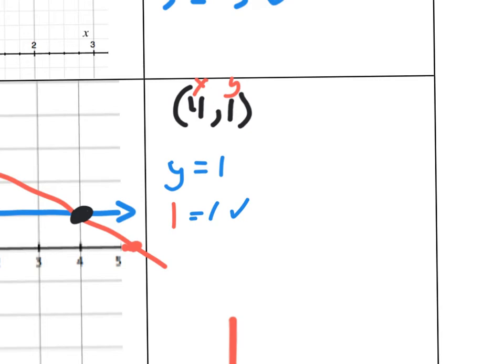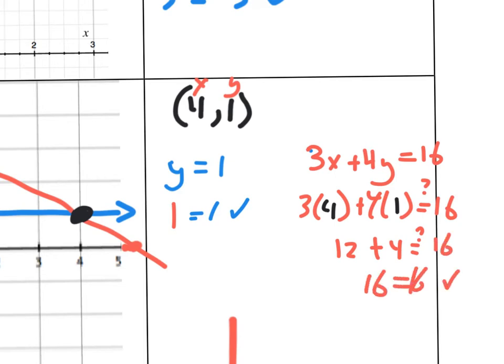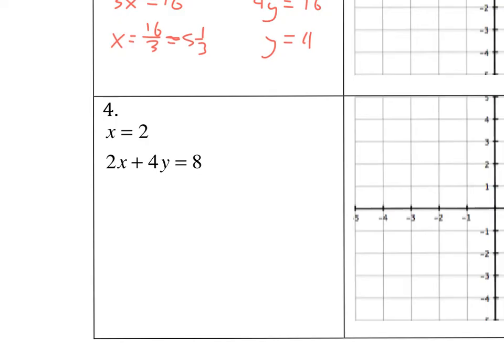And the other one was 3x plus 4y equals 16. So now I just plug in those values. 3 times 4 plus 4 times 1. And we see if it equals 16, big question mark. 12 plus 4, question mark 16. And lastly, 16 equals 16. Yay! It works.